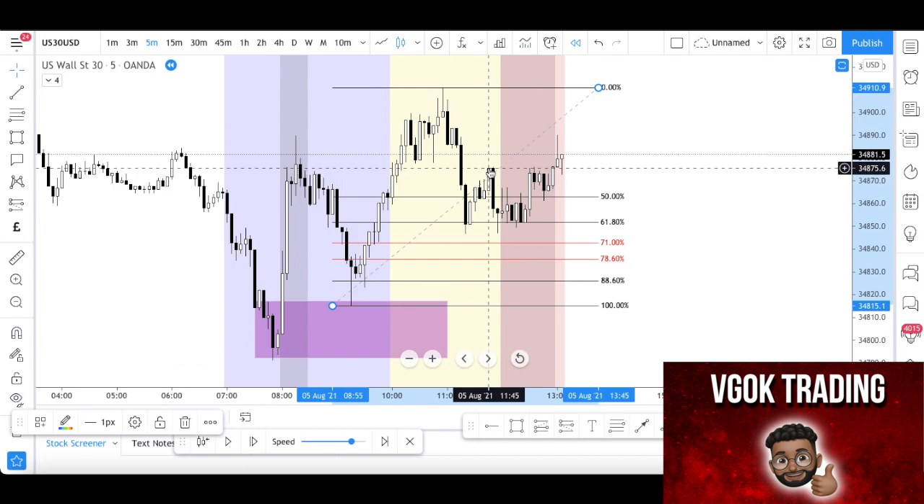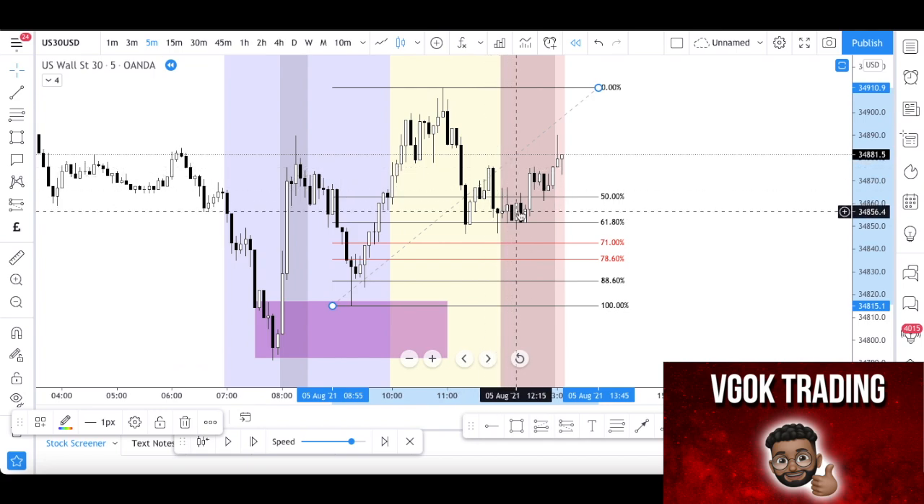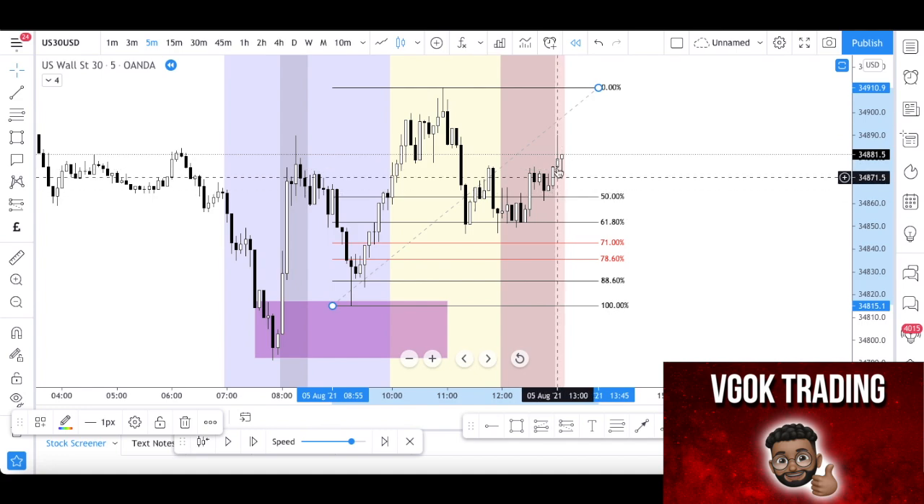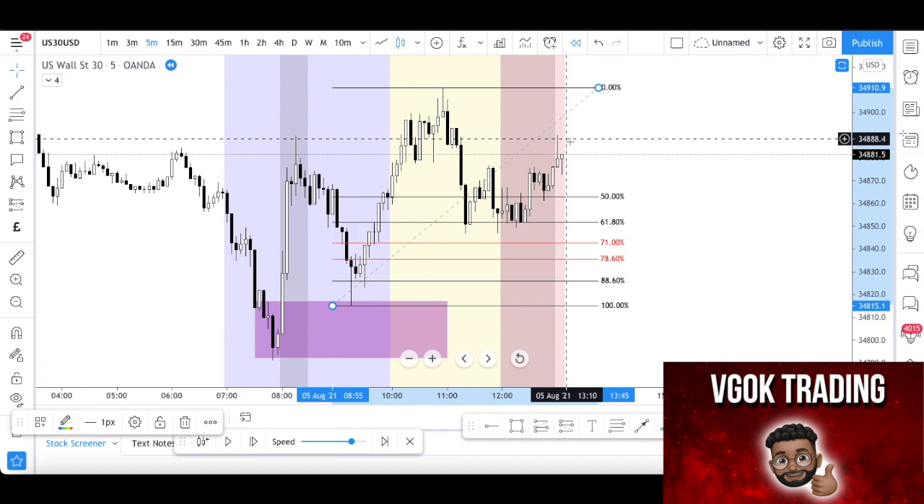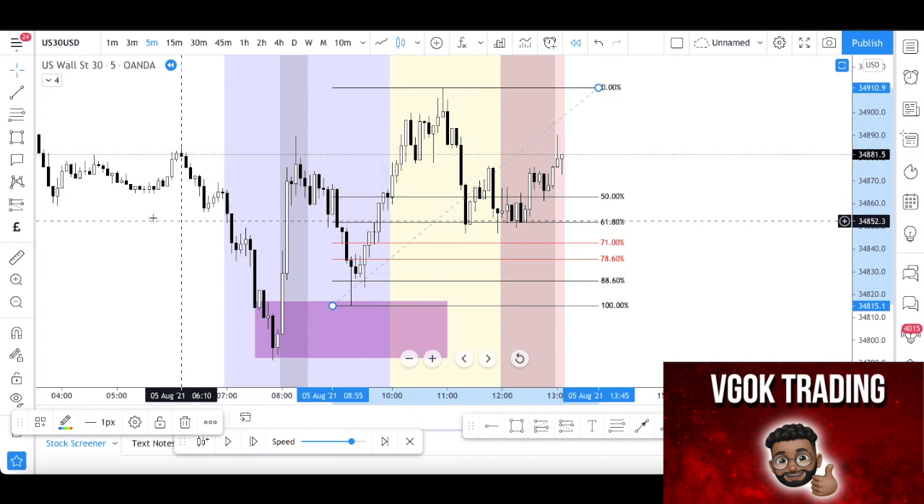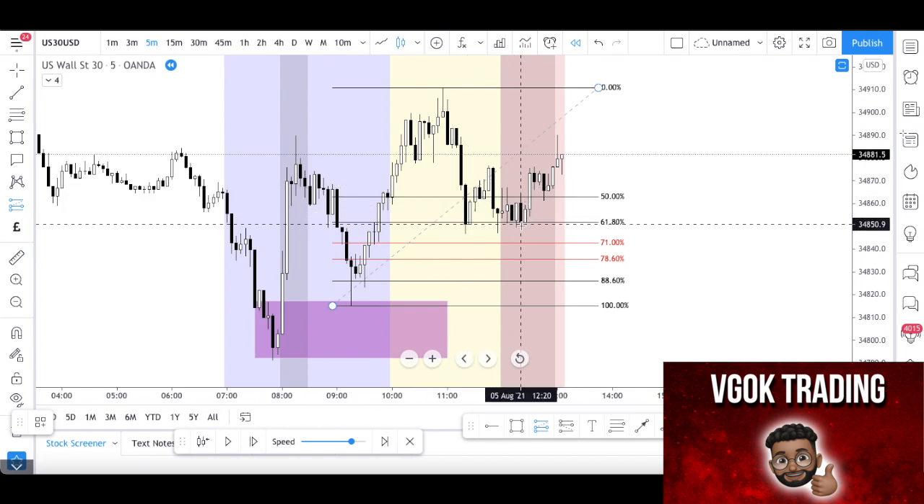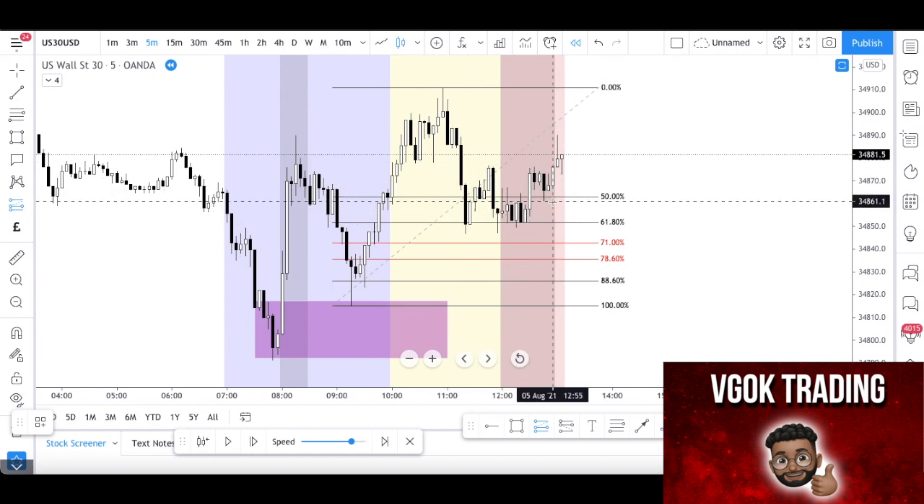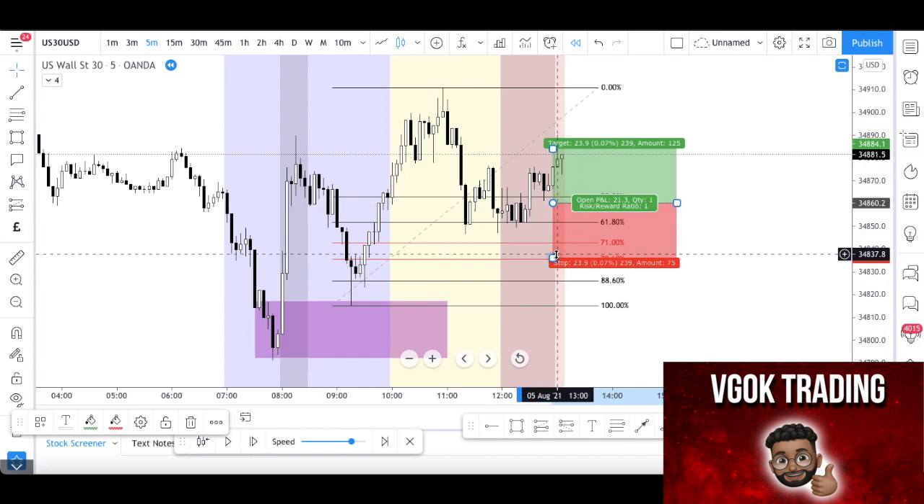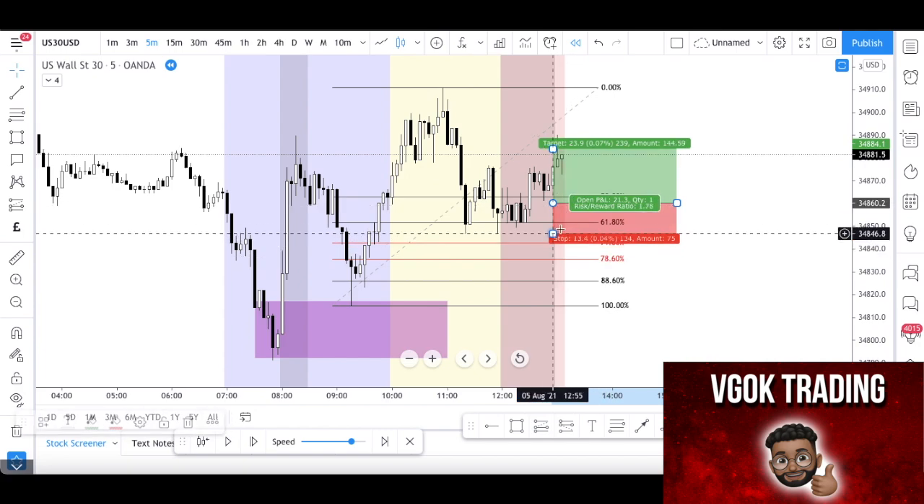But the fact is that this is going to be a significant area. If this gets broken to the upside, which it has done now, then we are valid to go for further buys. So you'd be looking to place your buys. We've got that positive movement away from the structure. We're looking to place the buys, stop loss below the lows right there.